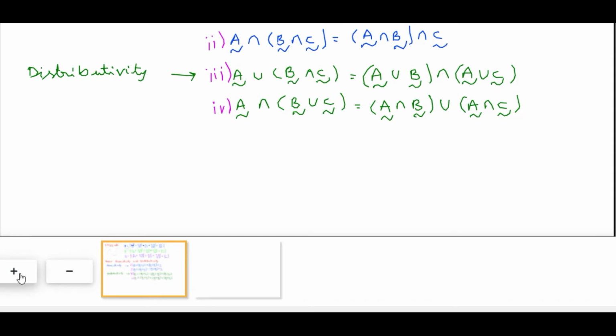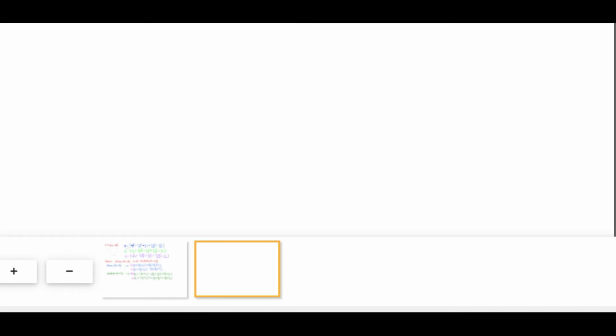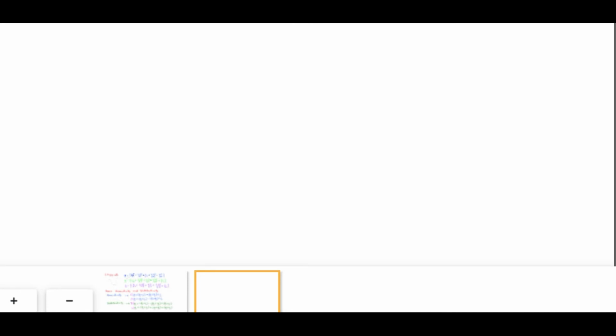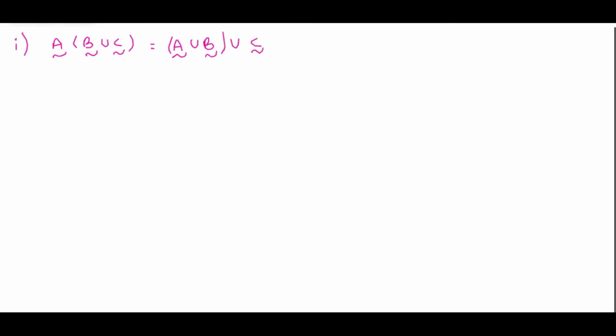Let's open a new page. Yeah, let's go there. Yes, so here we can solve the things, but before going to that, let me solve the first problem. Maybe first problem, associative property. So the property is A union B union C is equal to A union B union C.